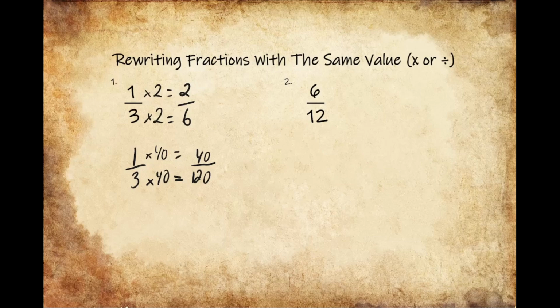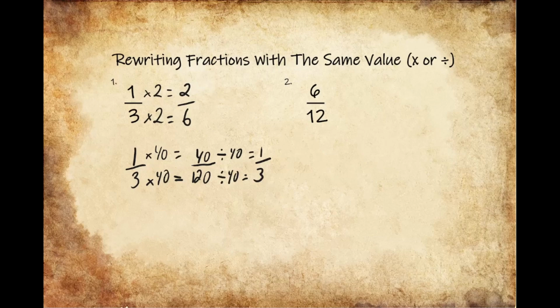And we know this because if we were to go ahead and divide by 40, we would get the same answer that we started with, which is 1/3. 120 divided by 40 gives us 3, and 40 divided by 40 gives us 1. So we know that this is an equivalent fraction.